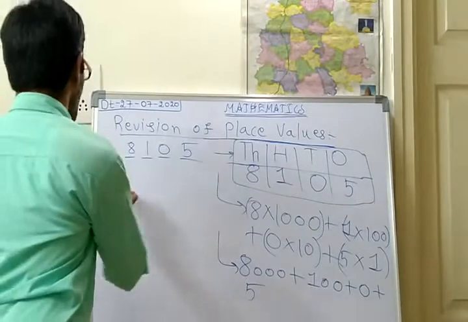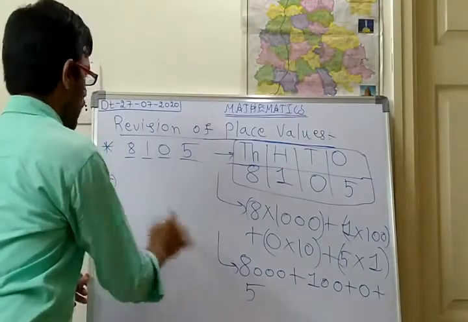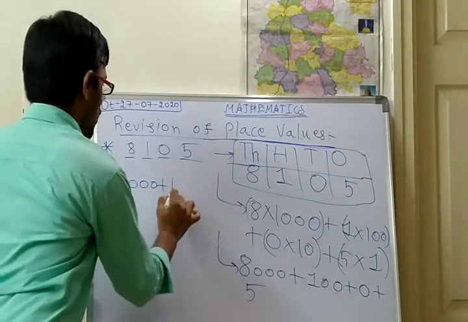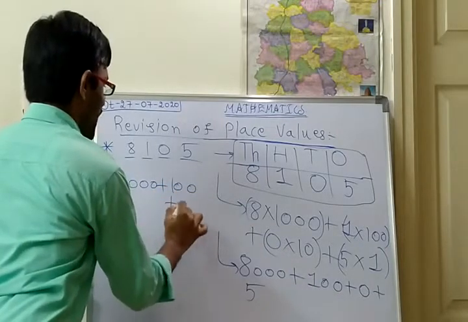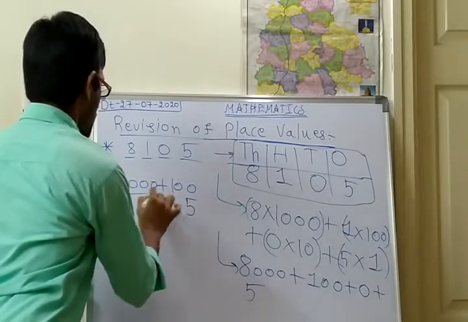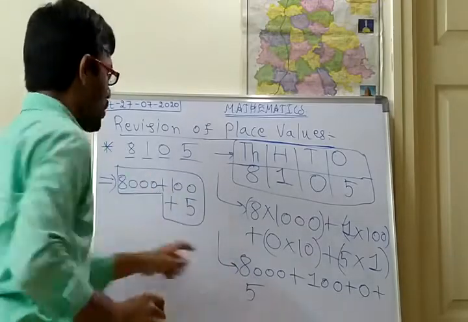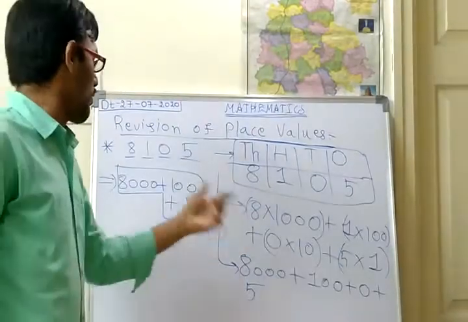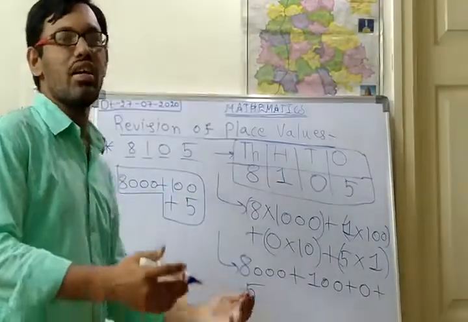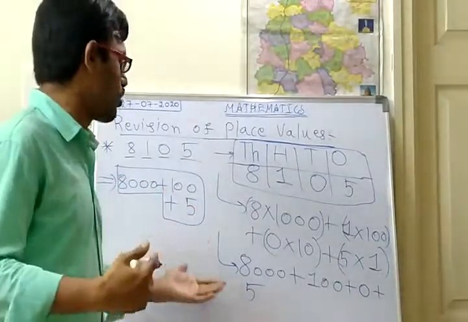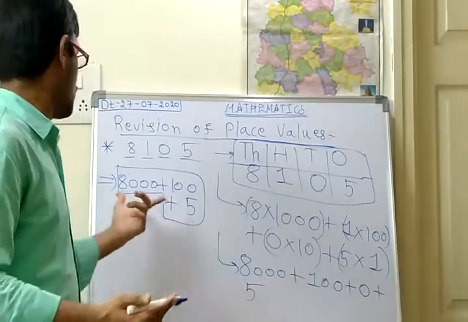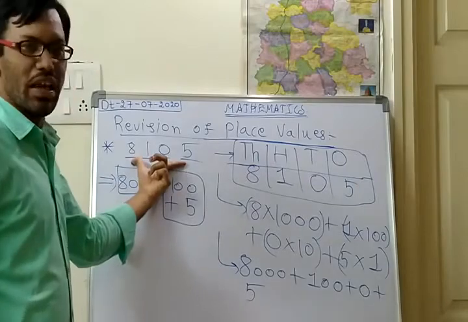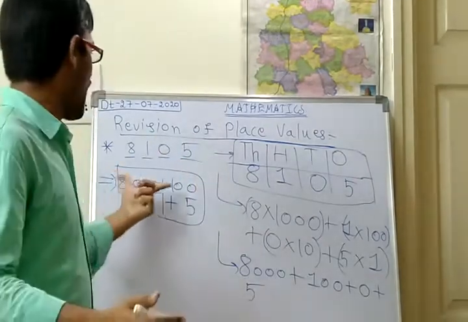So what is the final answer? 8000 plus 100 plus 5. So here I have skipped this 0. Why? Because whether 0 is there or not there, there won't be any change in the answer. So if we add 8000 plus 100 plus 5, the answer will be the same. If you want, you can add and check it.